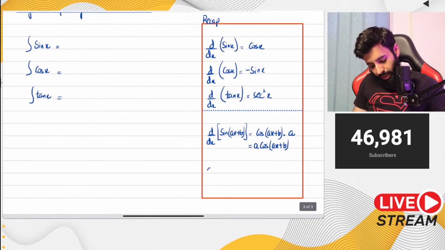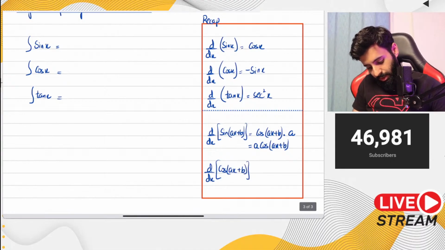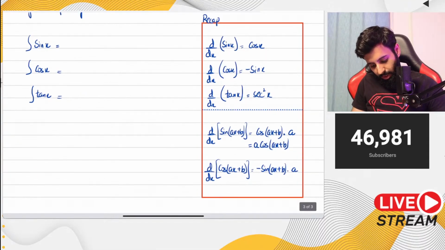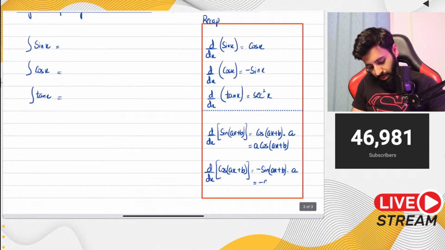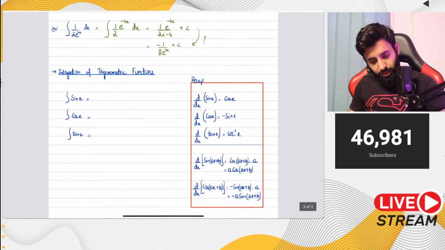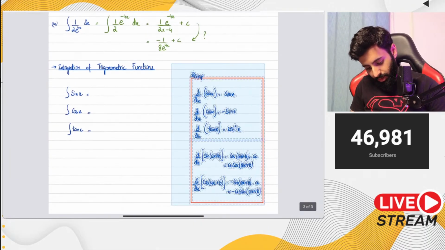Now what happens in the case of cos? If you have, let's say, d upon dx of cos of ax plus b, it's going to be minus sine of ax plus b multiplied by the differential of the angle, which is going to be a, and now you have minus a sine of ax plus b. Exactly the same thing. Let me make some room over here for tan.